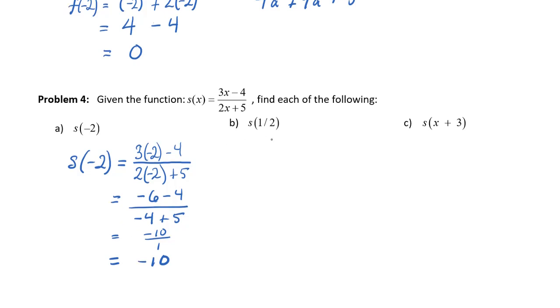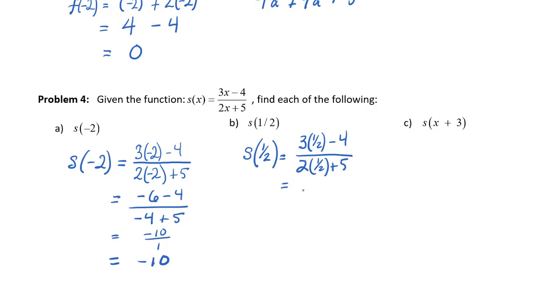For part B, I have s of 1/2. So instead of x, I will replace x with 1/2. This will give me 3 times 1/2 minus 4 over 2 times 1/2 plus 5.